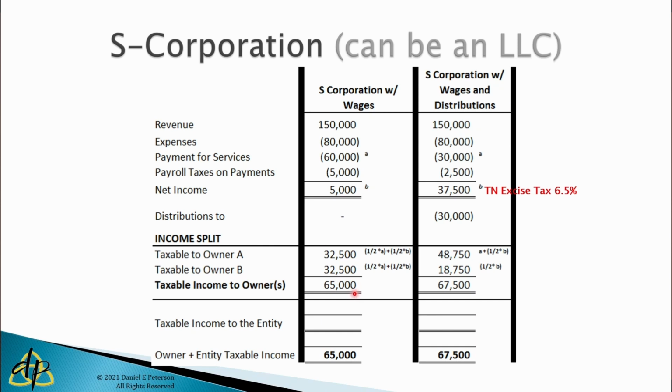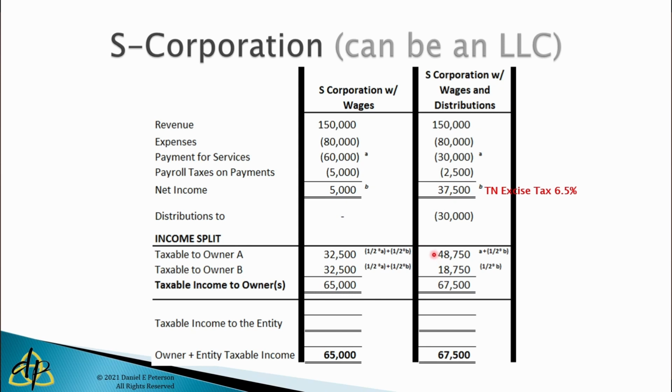The S corporation, where we have a working shareholder and a non-working shareholder scenario, reflects this. Revenues minus expenses minus the W-2 wages for the working shareholder minus the payroll taxes related to that gives us our net income of the S corporation at $37,500. Owner A then reports the W-2 wages of $30,000 plus half of the net income of the flow-through entity, or $18,750, for a total of $48,750.